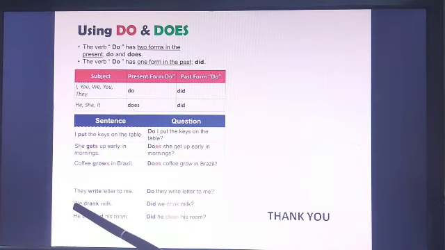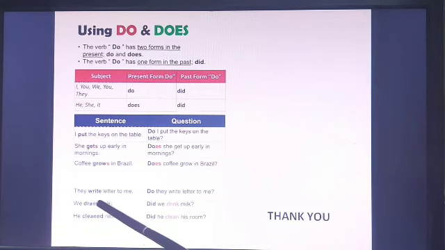See this, we drank milk. When you change into interrogative, did we drink milk? So drank became drink. This is the past form, this is the present form. He cleaned his room. Did he clean his room? See, cleaned becomes clean, and we use did because it's a past tense only, and we are framing the interrogative sentence.